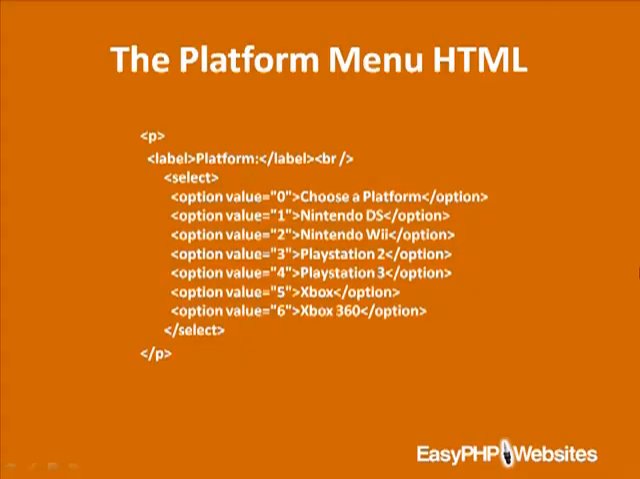If you look at the source code of the revised game edition form, you'd see HTML that looks like this, in this case, which is used to construct the platform menu. As you can see, the value for each option is an integer, and that integer happens to be the primary key that corresponds to the related platform in each table row.